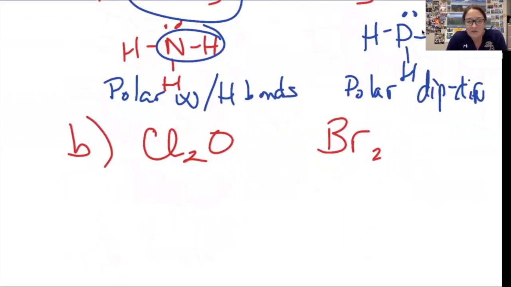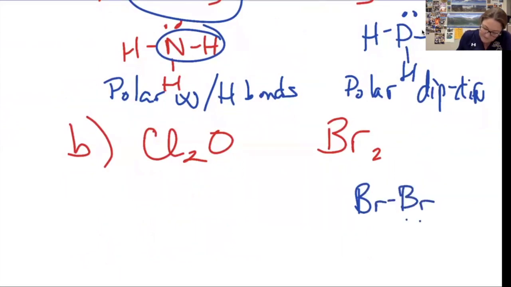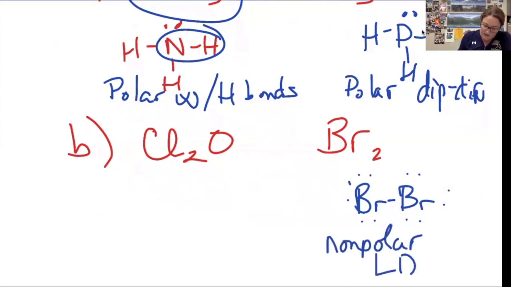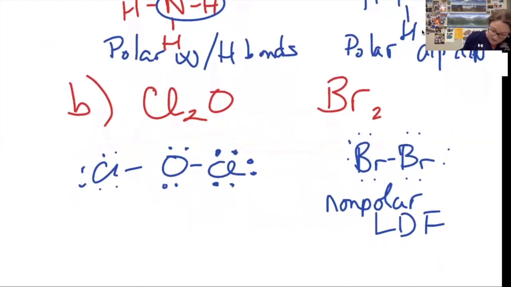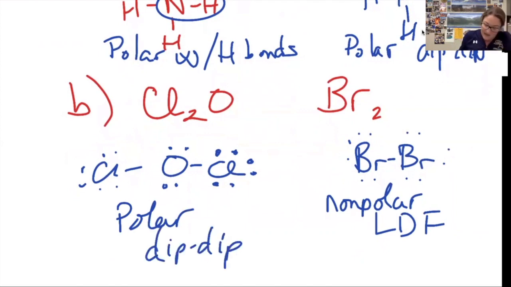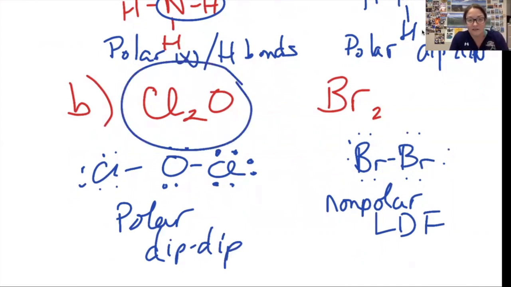Next comparison, Cl2O versus Br2. Br2 I'm going to draw first. But like all of my diatomics, it's going to be nonpolar. And if it's nonpolar, it has LDFs only. Cl2O has this Lewis structure, which is going to make it polar. And since it doesn't have HN, HO, or HF, it's just dipole-dipole. And dipole-dipoles are stronger than London dispersion forces.